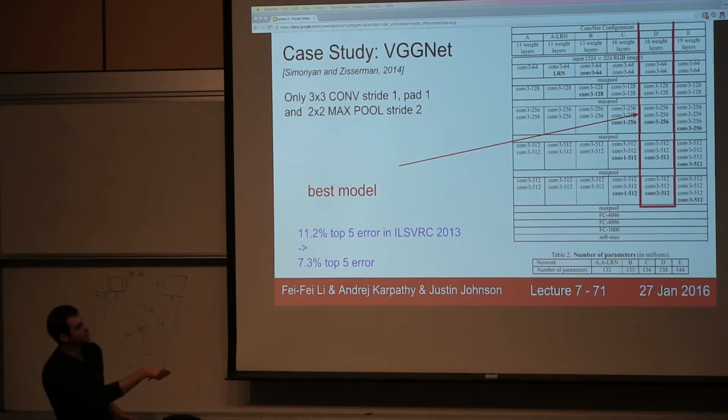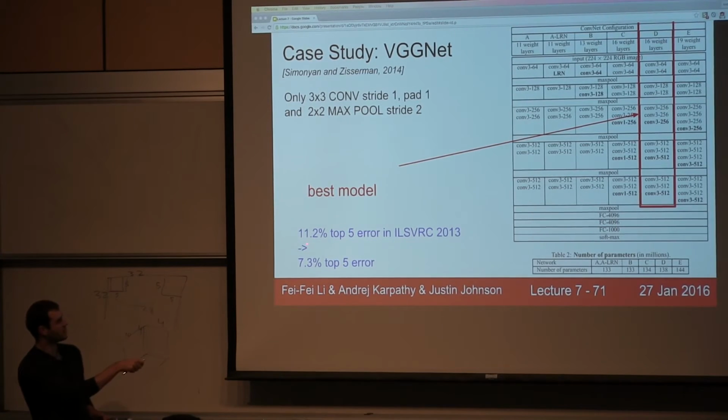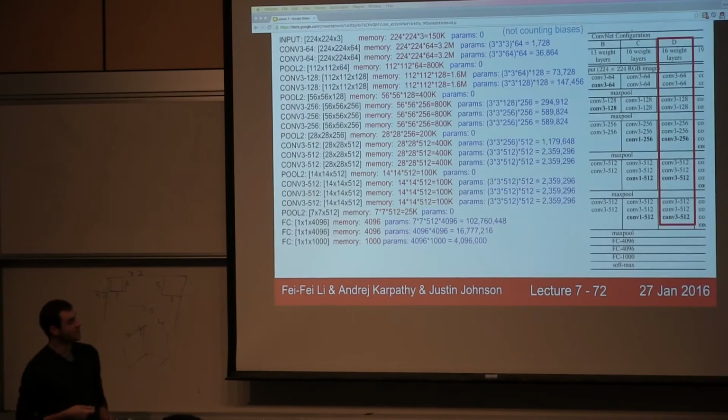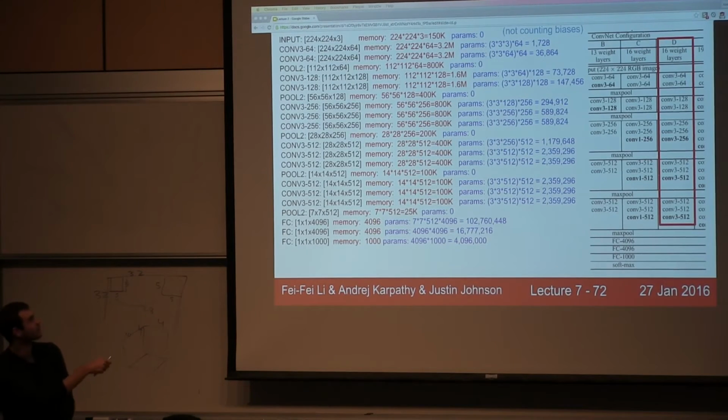I'm going to go into some of the details of this architecture. I'd just like to point out that their error went down from 11.2%, which was the previous year, and it got down to 7.3% error at this point. I'm going to step through this architecture now. And this took me a while to create. So I went through and I wrote out what is the size of the volume at every single intermediate step through the convolutional network, through this D column here, which ended up working best in their paper.